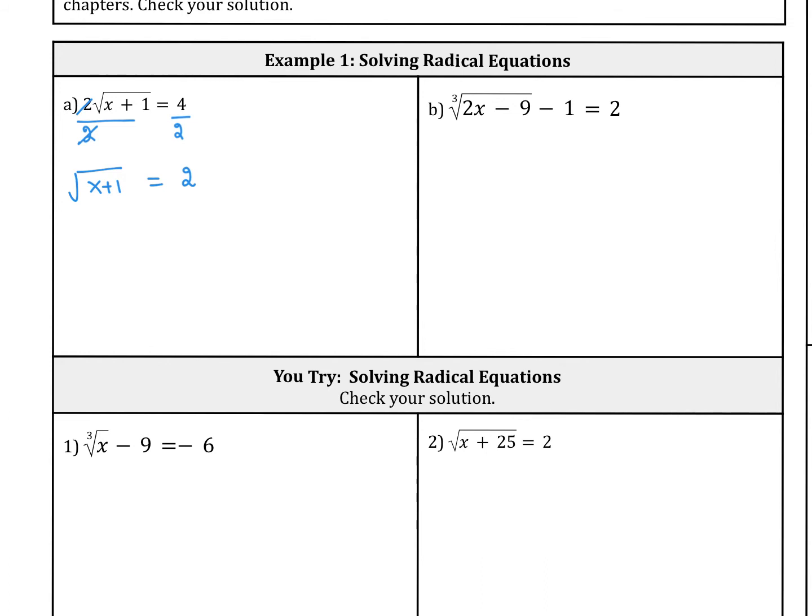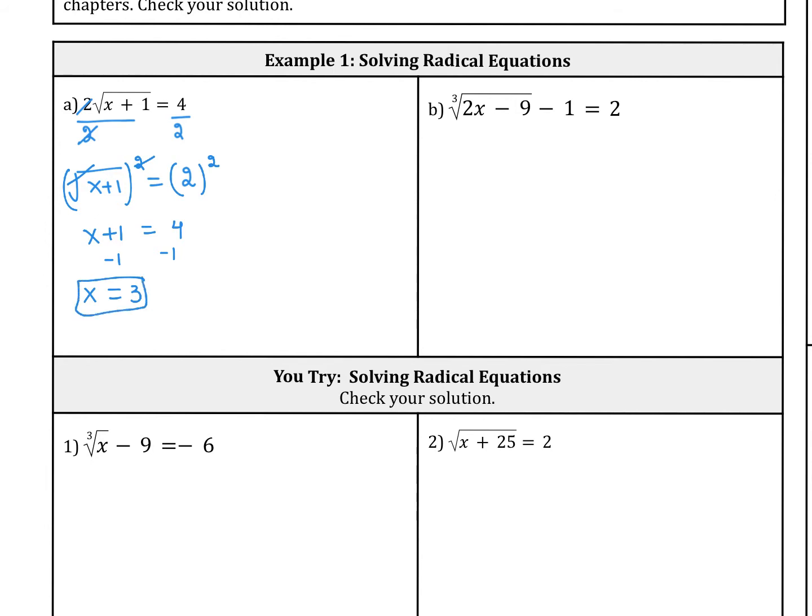Now the next step is to get rid of the radical symbol. This is a square root symbol. To get rid of the square root symbol, we need to square both sides. What this will do is cancel the 2 and the square root. You will get x plus 1 equals 4. Subtract 1 on both sides, and you get x equals 3.